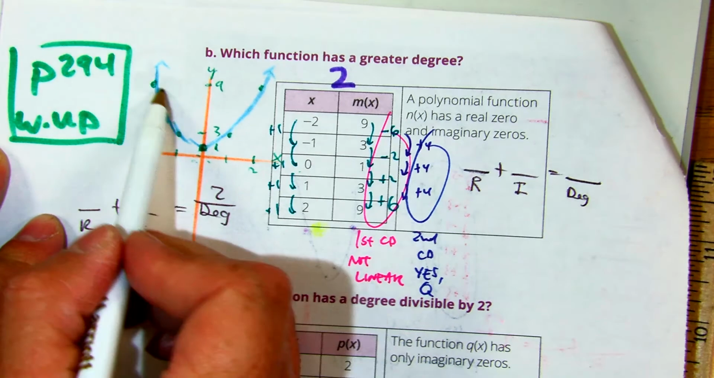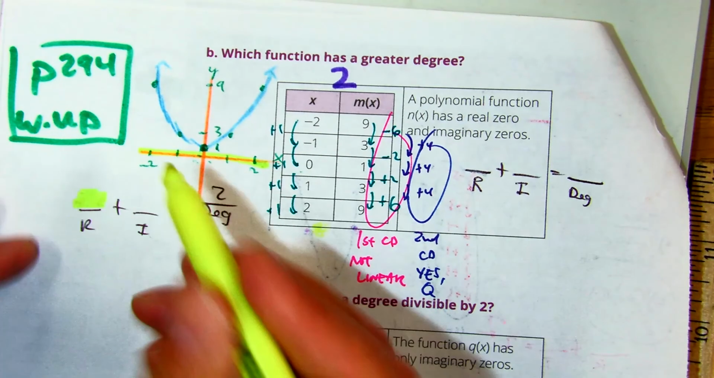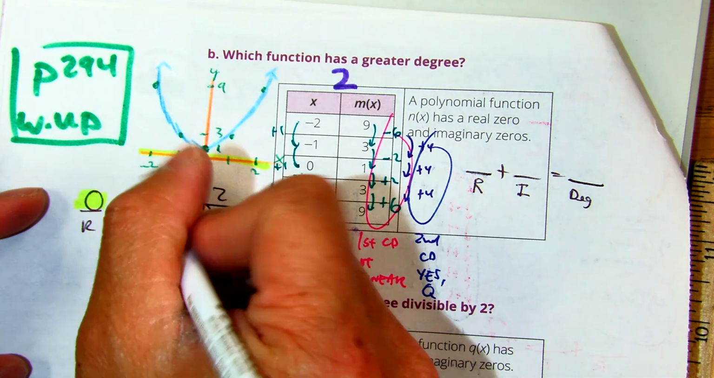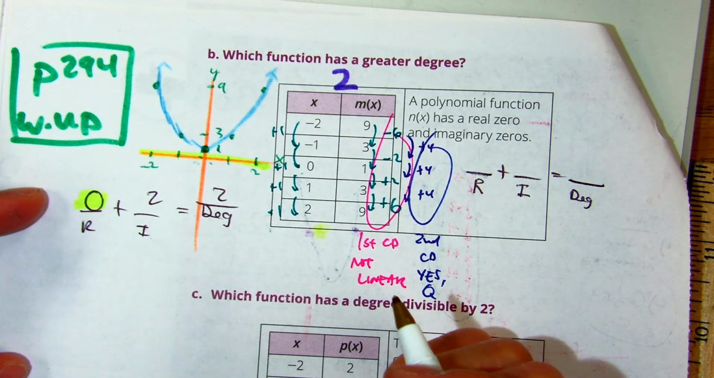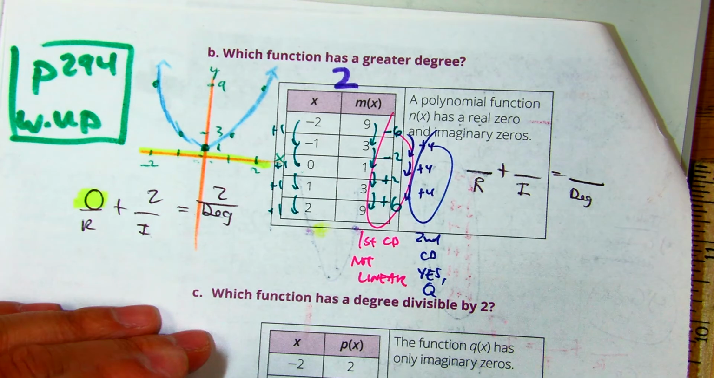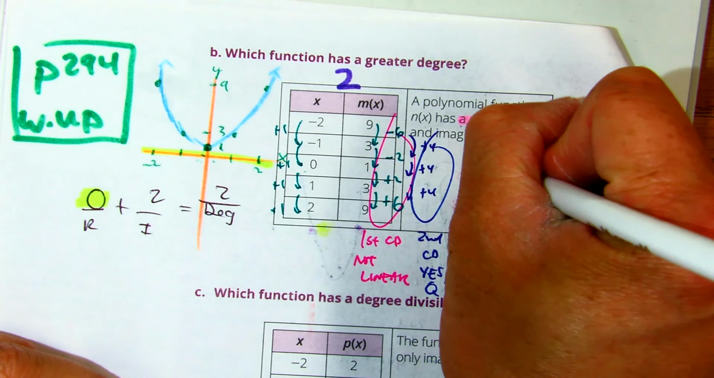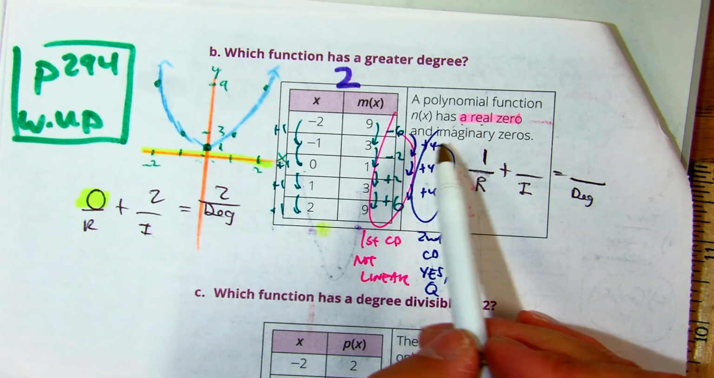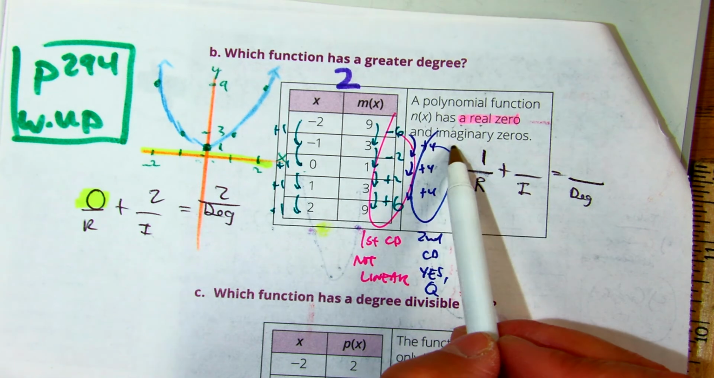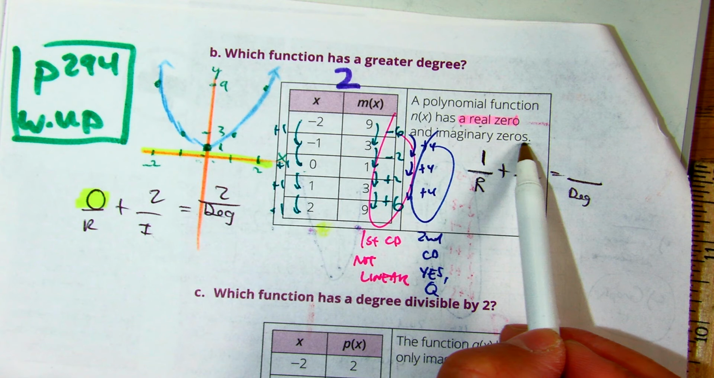Class, this one doesn't touch the x-axis. So what's this number? 0. That means you have how many imaginaries? 2 imaginaries. Over here, it says you have a real, so that represents 1 real. Okay, pay attention. We're not sure what the degree is, but it tells you n of x, a polynomial function n of x has imaginary zeros. Question, 1 or 2?